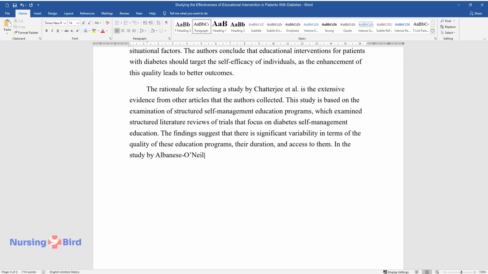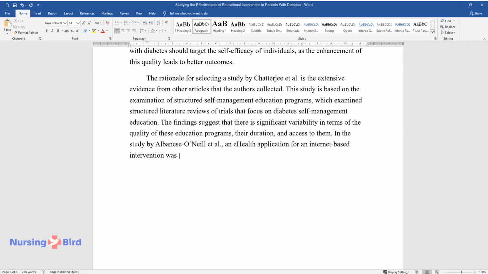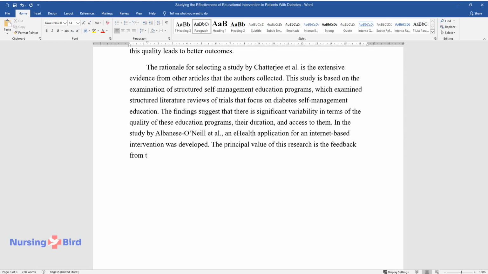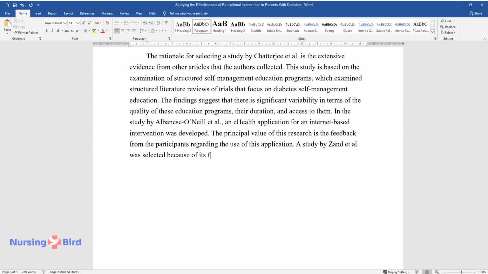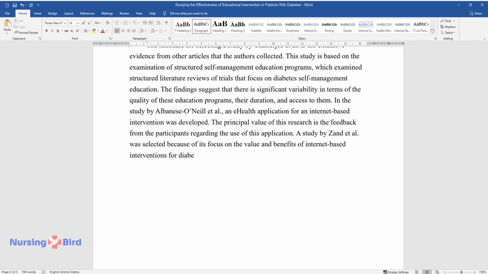In the study by Albanese-O'Neill et al., an e-health application for an internet-based intervention was developed. The principal value of this research is the feedback from the participants regarding the use of this application. A study by Zan et al. was selected because of its focus on the value and benefits of internet-based interventions for diabetes patients.